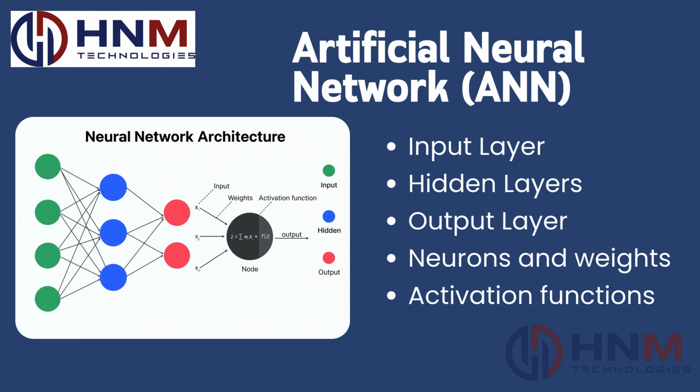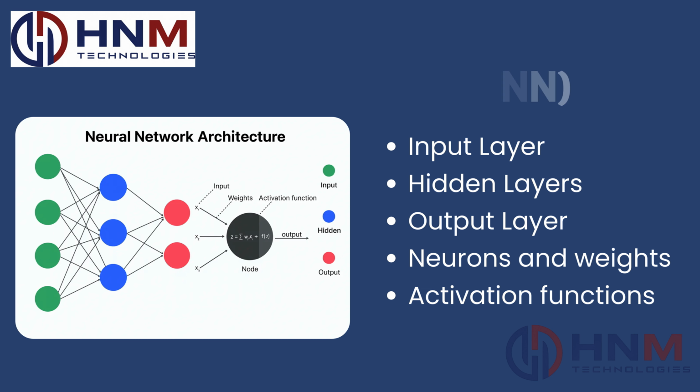Each connection between neurons has a weight that determines importance. Activation functions help decide whether a neuron should activate or not. Neural networks learn by adjusting weights using training data. This learning process is called backpropagation.